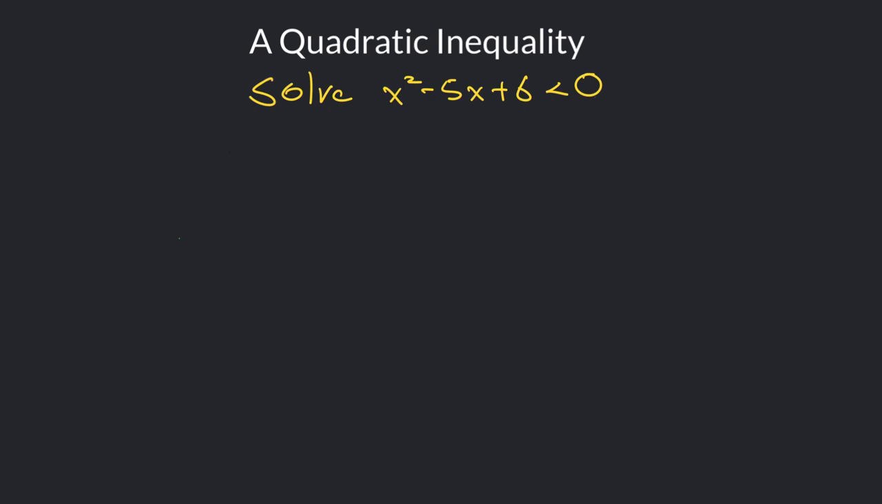So you can use the quadratic formula, or I'm going to pick two numbers that sum to give minus 5 and multiply to give plus 6. And they are minus 2 and minus 3. So we'll put that in factorized form. So we have x minus 2 and x minus 3 is less than 0.